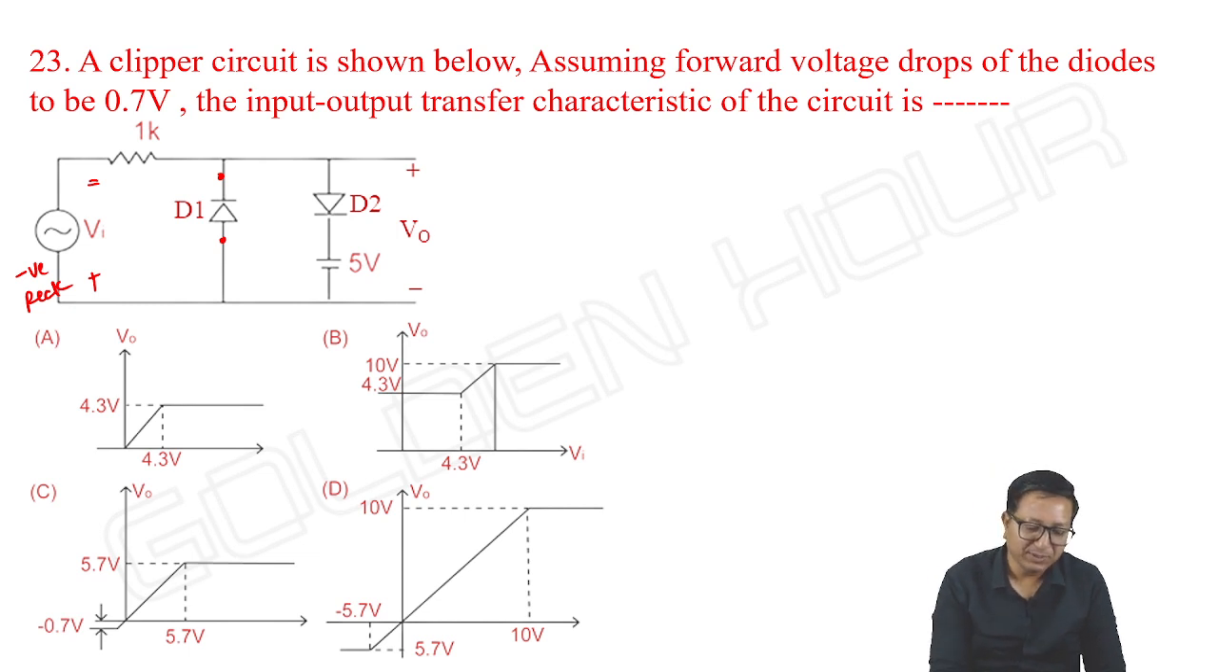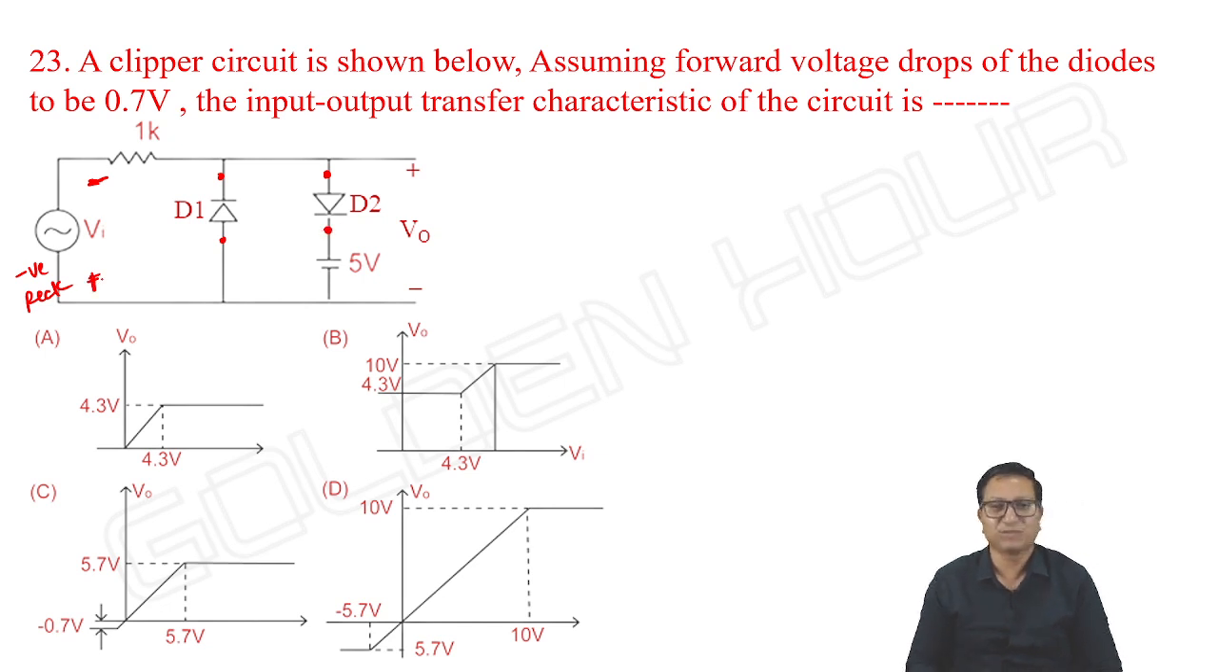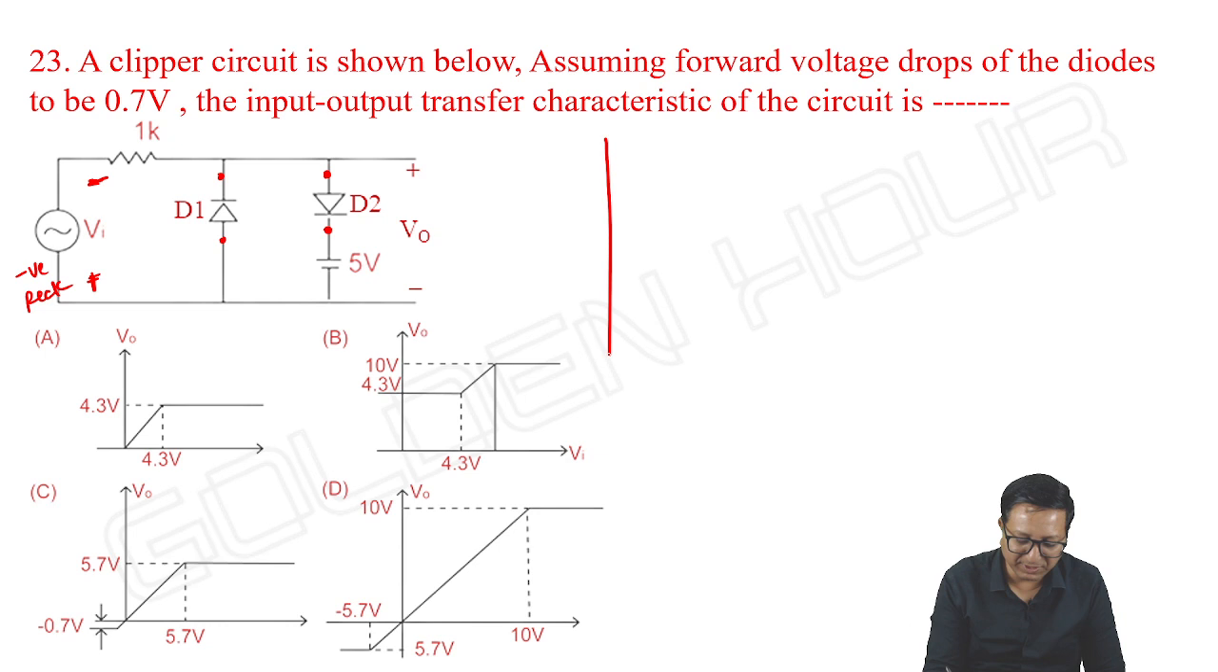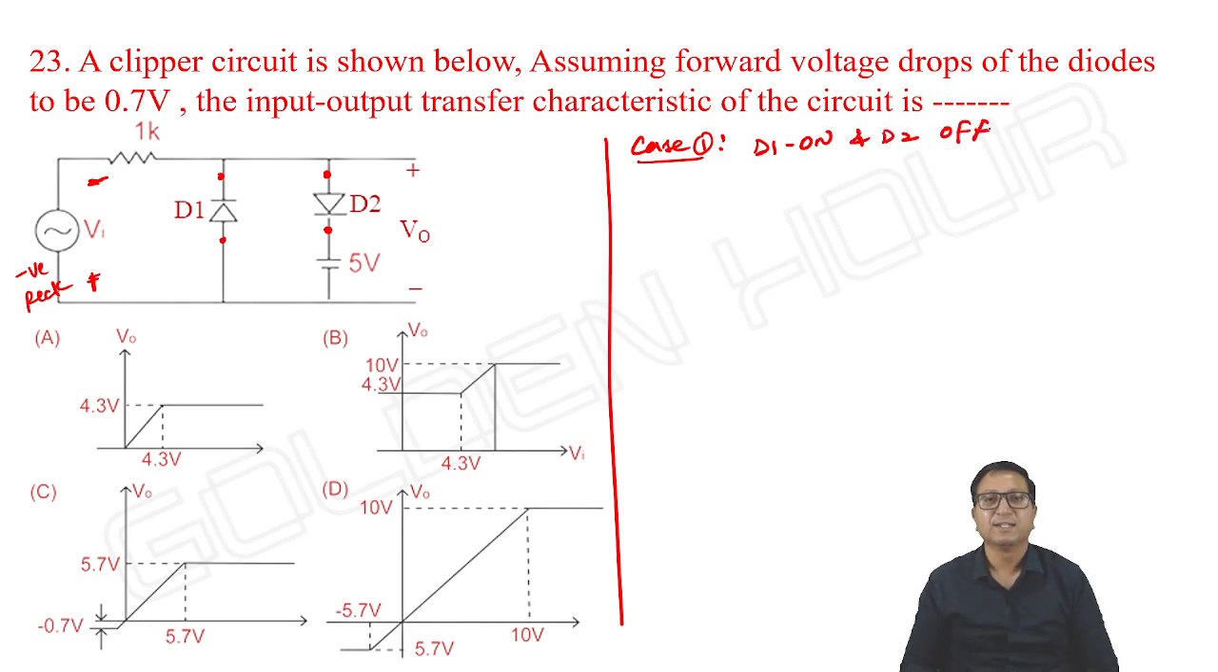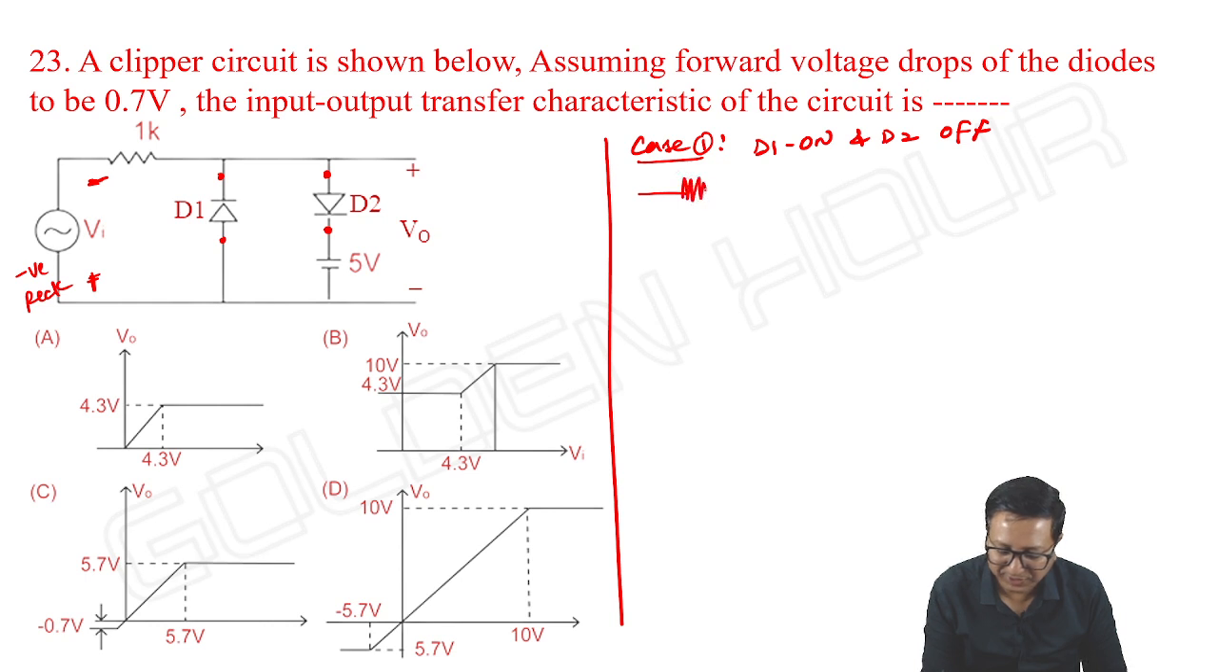What about D2? Its anode is connected to the negative terminal and its cathode is connected to the positive terminal. It is reverse biased, an open circuit. So the very first case is D1 on and D2 off. This is possible when input is at its negative peak. So the equivalent circuit.